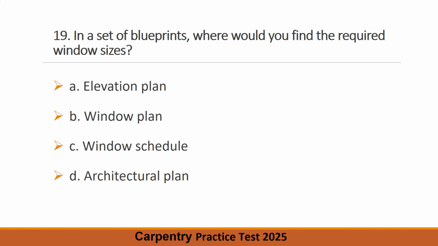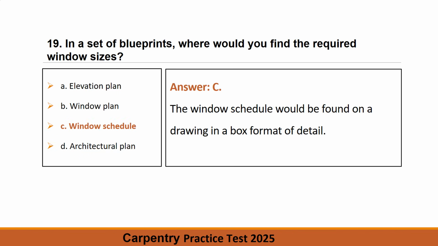19. In a set of blueprints, where would you find the required window sizes? A. Elevation plan. B. Window plan. C. Window schedule. D. Architectural plan. Answer: C. The window schedule would be found on a drawing in a box format of detail.